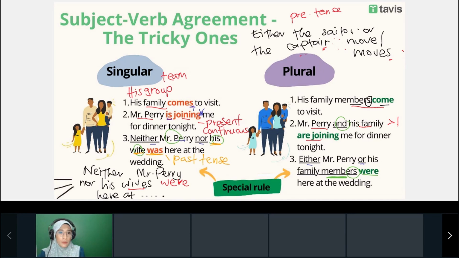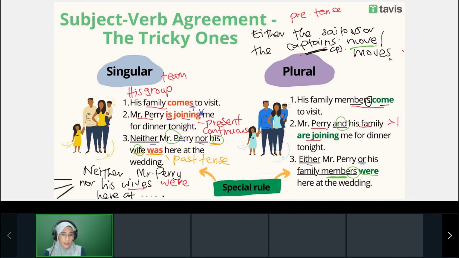Okay, so let's see. Now this one's sailors and this one is captains. So either the sailors or the captains. Now how about that? Both are plural, right? Both are plural. So again, the closest one, the captains. So captains, plural. So you need a plural verb. So which one is plural? Is this the one? No, this one. All right. So the captains move.